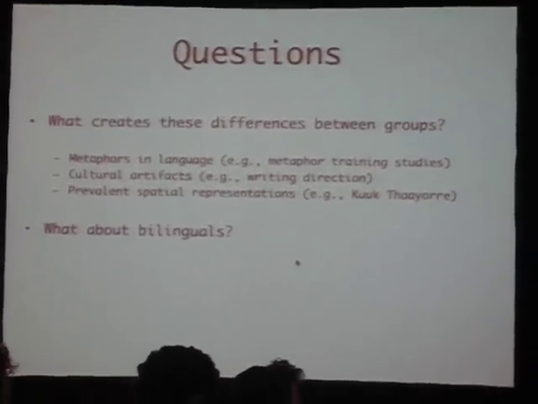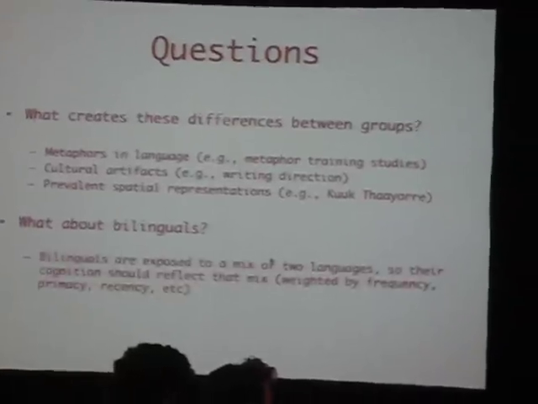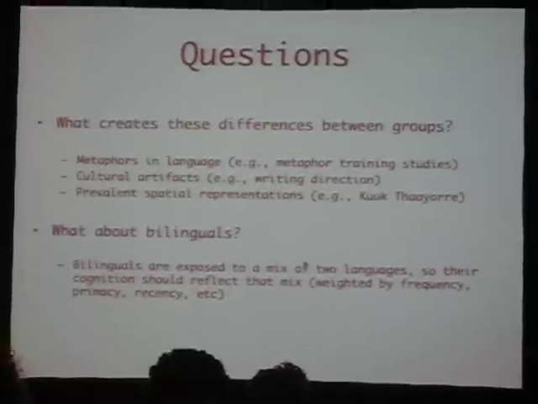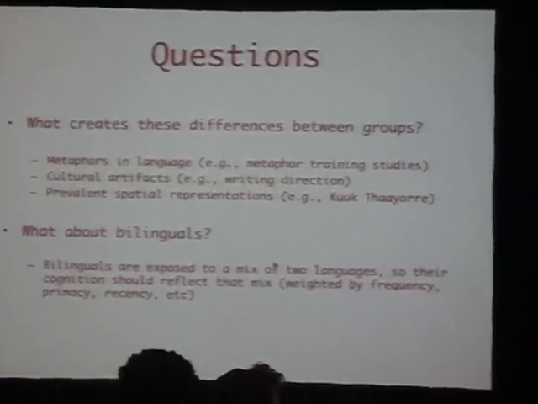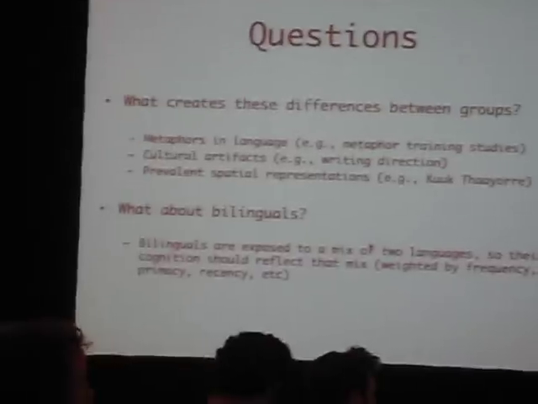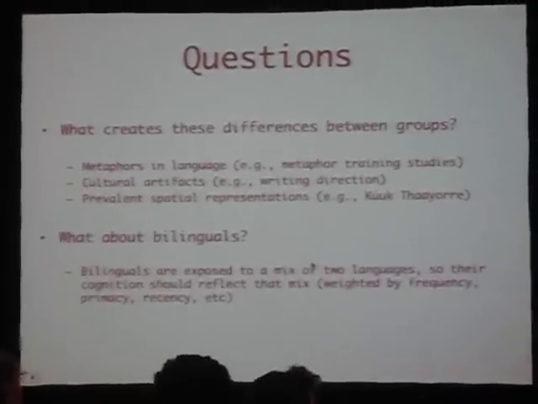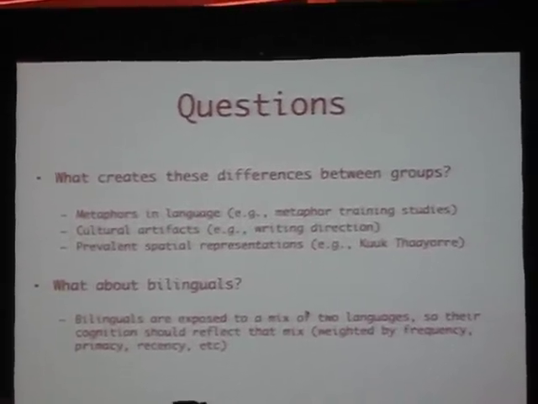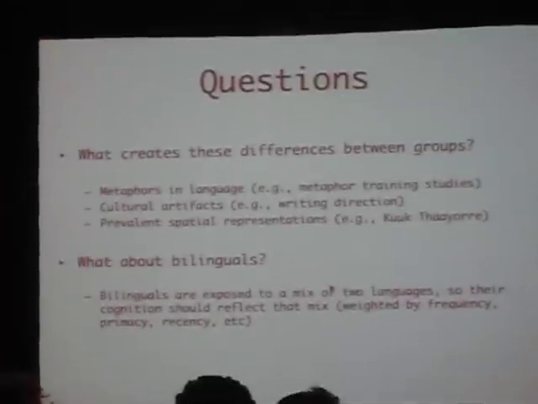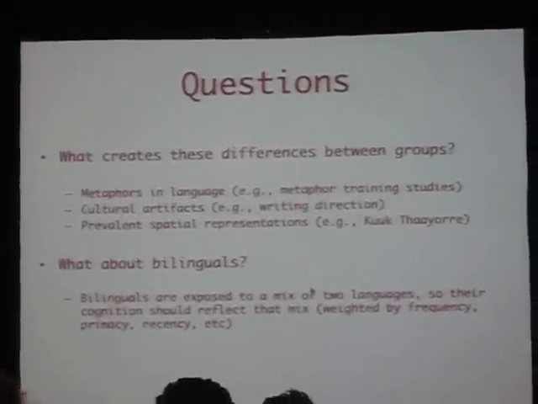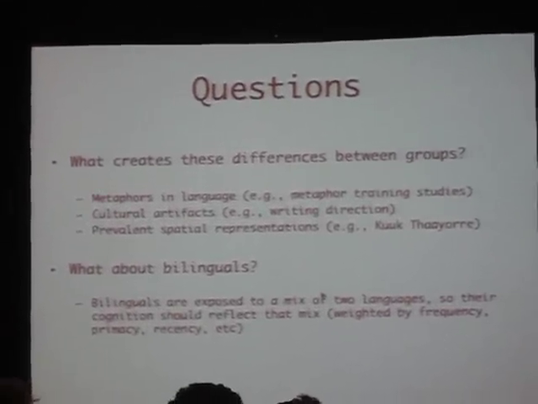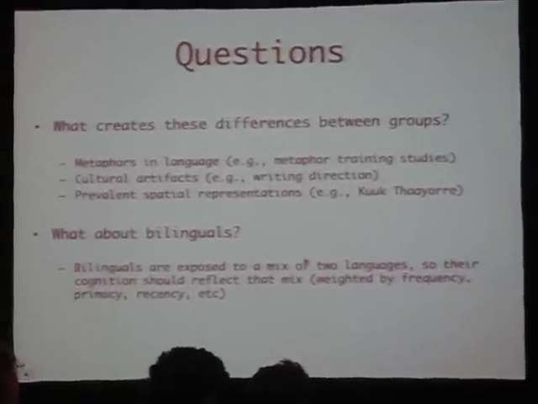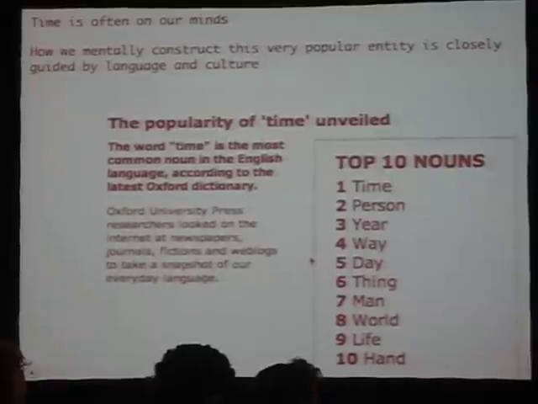Another question is, what about bilinguals? What about when people speak two languages? Bilinguals, of course, are exposed to a mix of the two languages, and so their cognition, the prediction would be, should reflect that mix. And what factors affect that mix I think are still up for grabs. Some good old-fashioned candidates that I think could be proposed could be weighted by frequency of use of the two languages, or primacy, which language you learned first, recency, which language you've just been speaking, and so on. All of these factors might affect it.